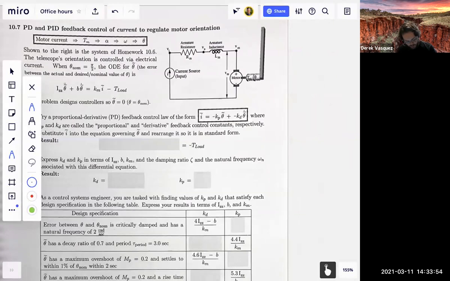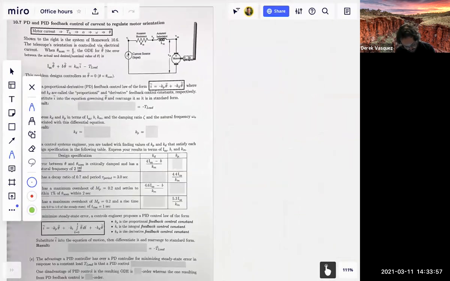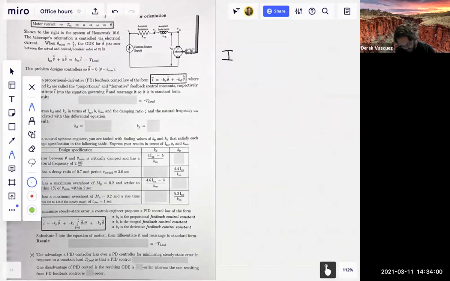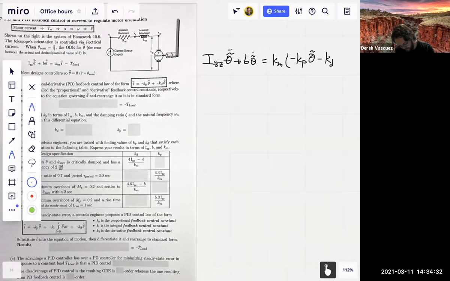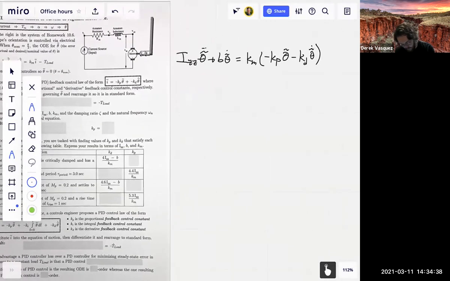So we have Izz theta tilde double dot plus B theta tilde dot equals Km, and we're going to substitute in I is negative Kp theta tilde minus Kd theta tilde dot, minus T load.